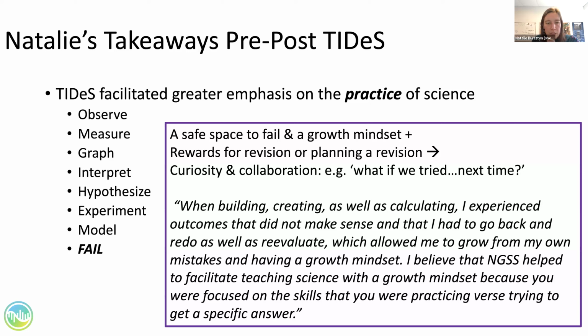And I added a quote here, which I'll just read. When building, creating, as well as calculating, I experienced outcomes that did not make sense and that I had to go back and redo as well as reevaluate, which allowed me to grow from my own mistakes and having a growth mindset. I believe that NGSS helped to facilitate teaching science with a growth mindset because you were focused on the skills you were practicing versus trying to get a specific answer. And this is a direct quote from a student from my course evaluation. Which is super awesome because that's literally the goal in teaching this cohort of students.